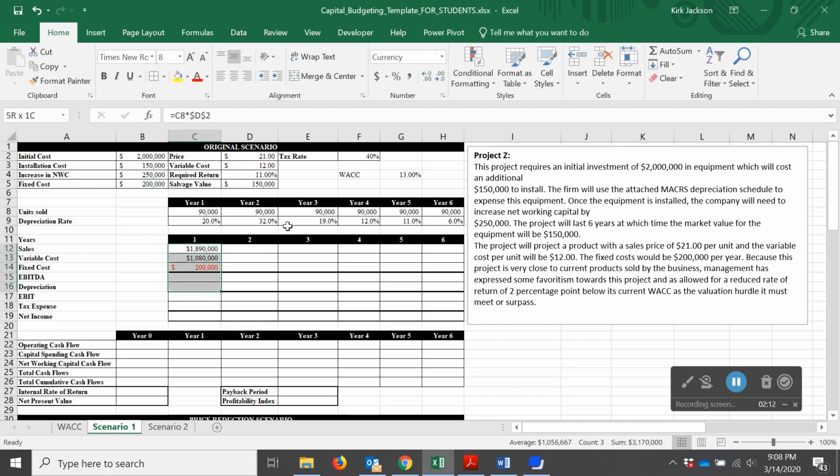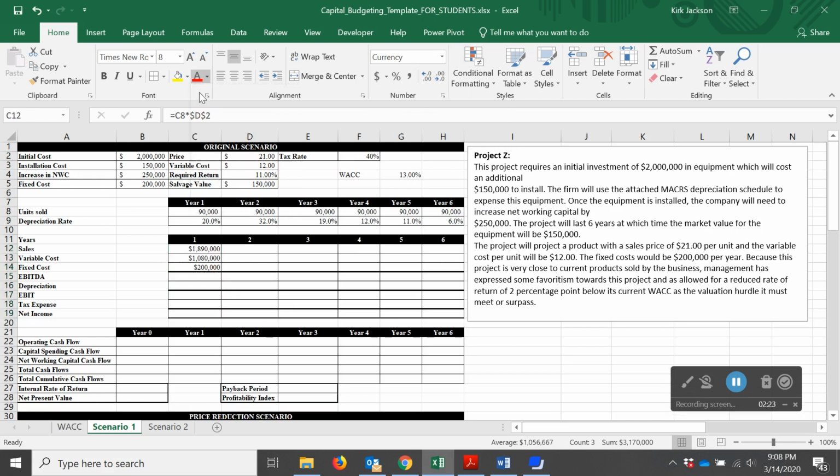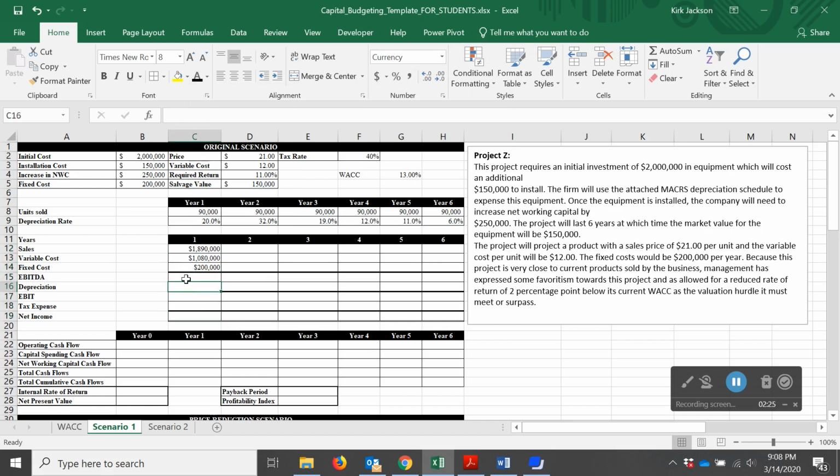We have some formatting here, so let me change some of the formatting just to make sure that we are all in the right color. So we have that. So then our EBITDA would be the sales minus the variable cost minus the fixed cost.